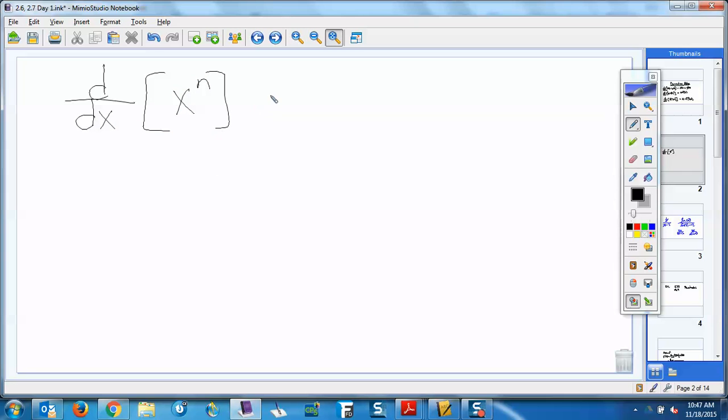And this one says if you have x raised to a power, the derivative of that is n times x to the n minus 1. So that's the big one. That's the one we've used a lot up till now. And then we can combine that with all the ones we were talking about before, right?